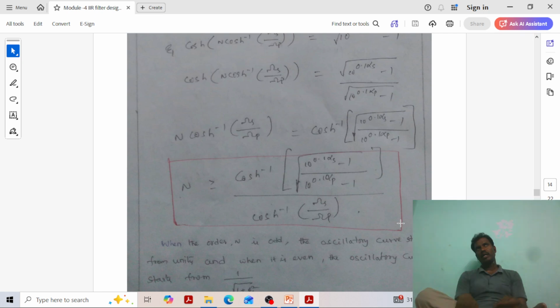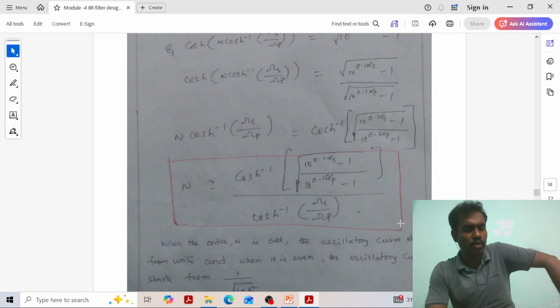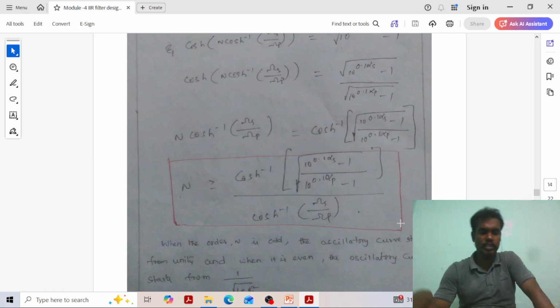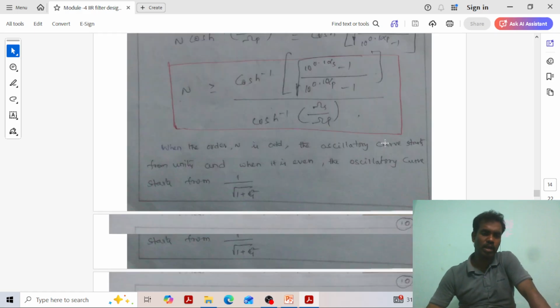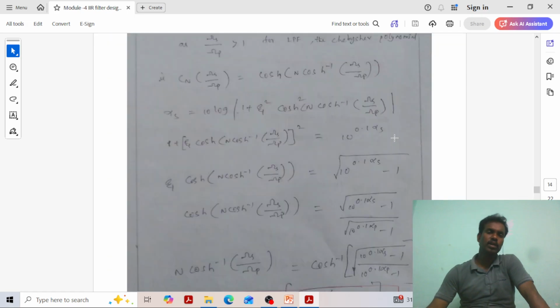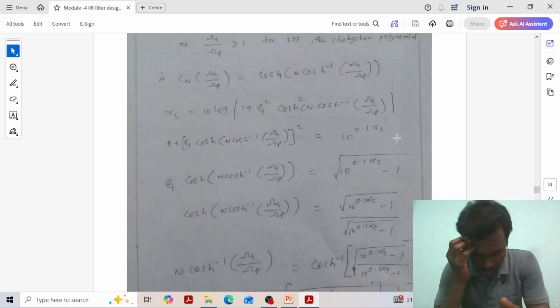In Butterworth, the order formula is logarithm of square root of 10 power 0.1 alpha s minus 1 by 10 power 0.1 alpha p minus 1, divided by logarithm. Instead of cos h inverse, we get logarithm. Here it is cos h inverse because of the Chebyshev polynomial. So the remaining parts are as they are. If they give the transfer function specification, we have to find out the order.